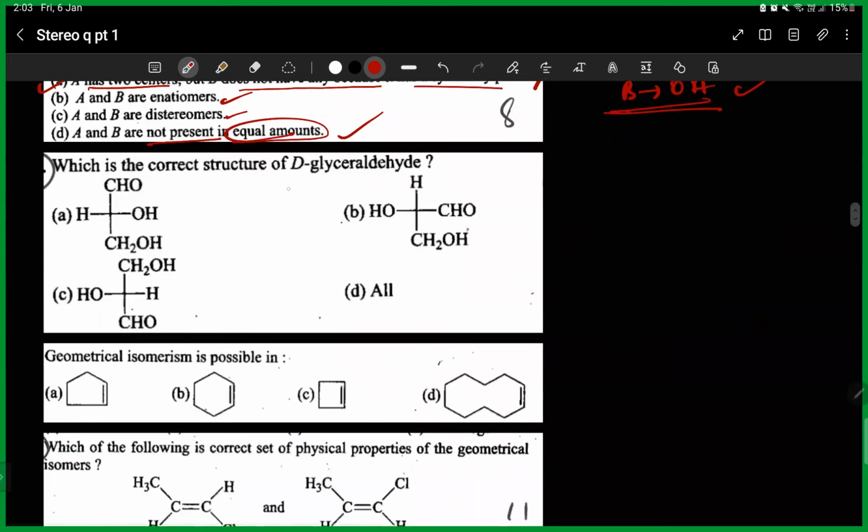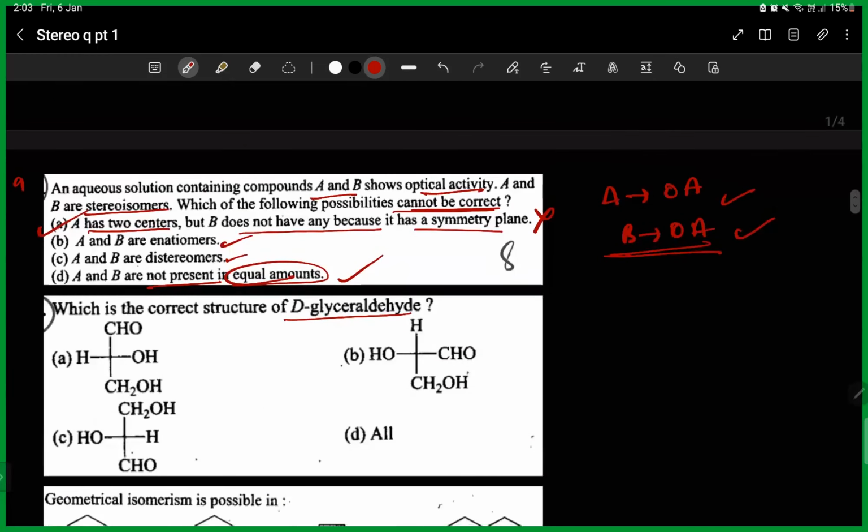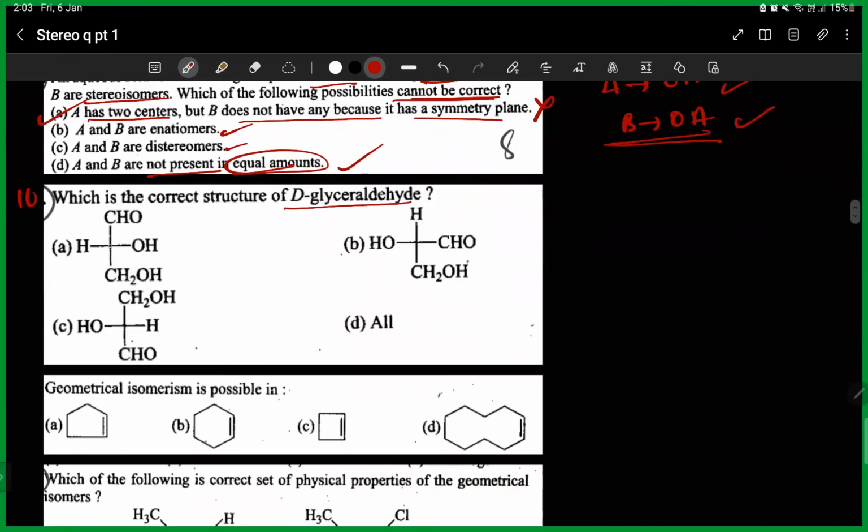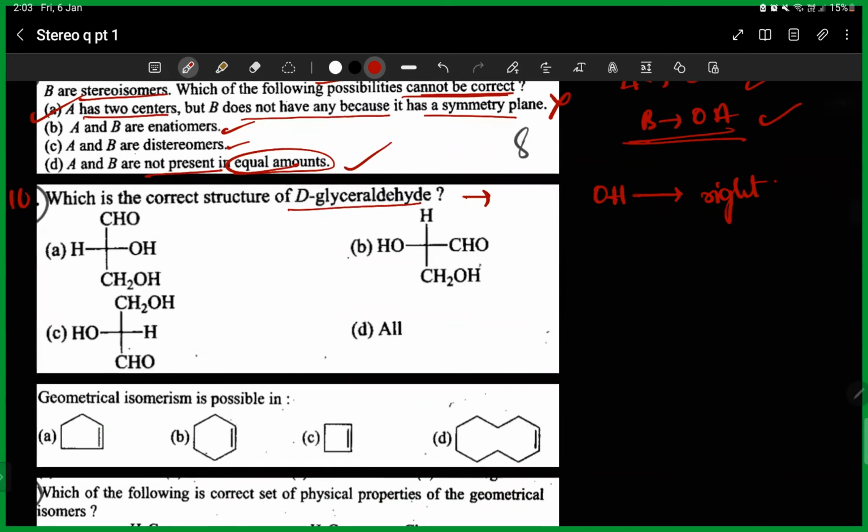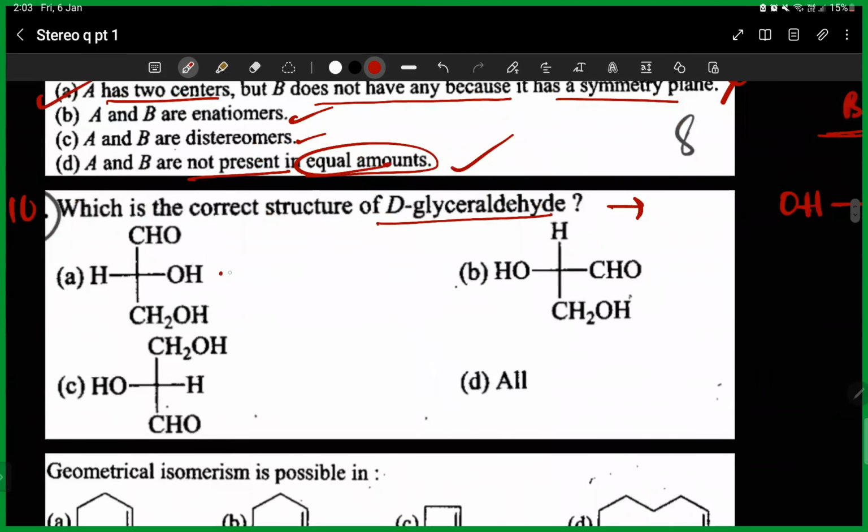Now, which of the following is D-glyceraldehyde? This is a tricky question. Now, D compounds are when OH is to the right. Now, see here. This one has OH to the right, and when you are writing D and L configurations, you have to see that the most preferable functional group should be on the top. So aldehyde is the most preferable functional group compared to the hydroxy group. So aldehyde is on the top, so no need to do any exchanges. OH is to the right, so this will be D.